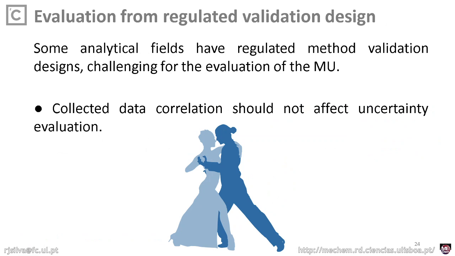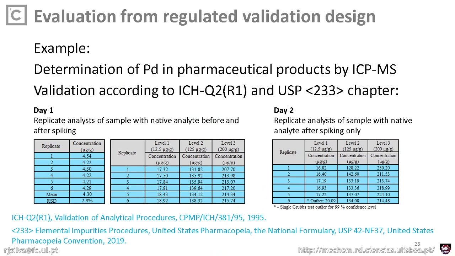So the other thing that I would like to discuss with you is the fact that in some analytical fields you have regulated method validation designs that you have to follow, and these designs are frequently not set having in mind their use to evaluate uncertainty. Sometimes the collected validation data are correlated. There is some synchronism between that data that can affect the reliability of the quantification of measurement uncertainty. So we have to take that into account. Let me give an example.